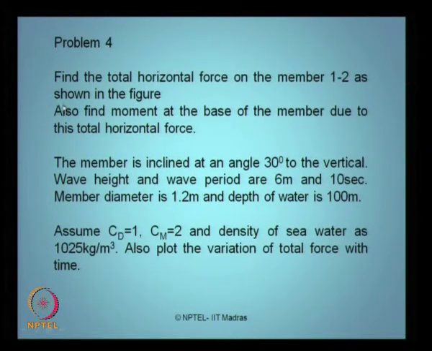The fourth problem is find the total horizontal force on member 2 as shown in the figure. Also find the moment at the base of the member due to this horizontal force. The member is inclined 30 degree to the vertical. Now the wave height and wave period are given to you, which is a deep water case, which is 100 meters and so on. Assume CD and Cm, density is given. Now I want you to plot the variation of total force with time. That is the interesting catch in this problem.